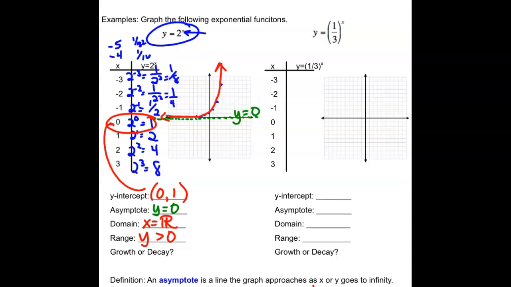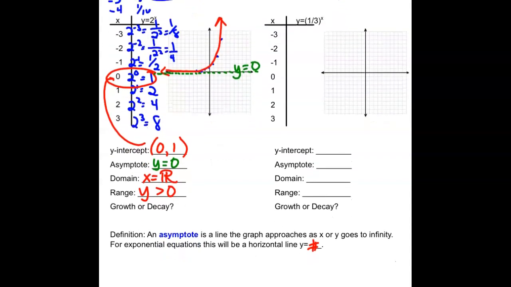And this is considered exponential growth. As we move to the right, my numbers are getting larger and larger. So as I move this way, my y values are getting higher. My graph is growing. We call this exponential growth.